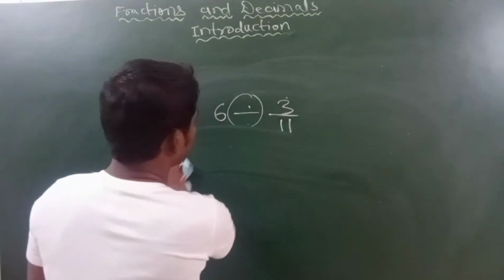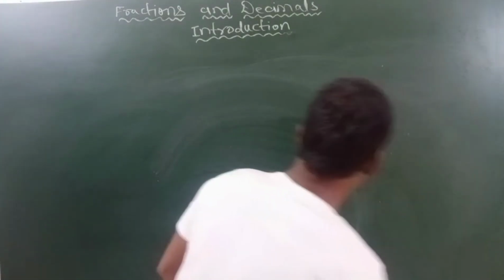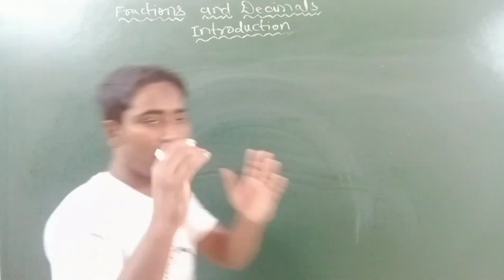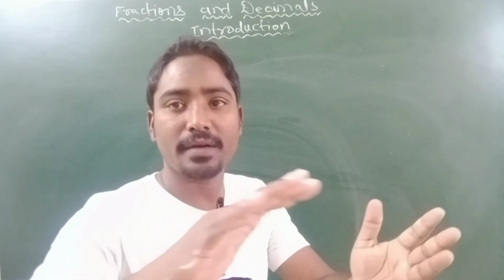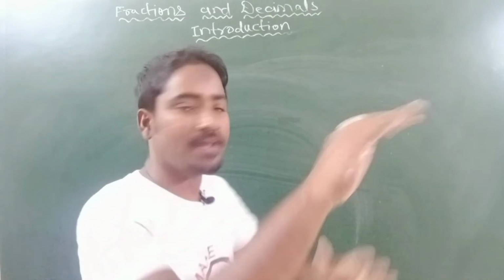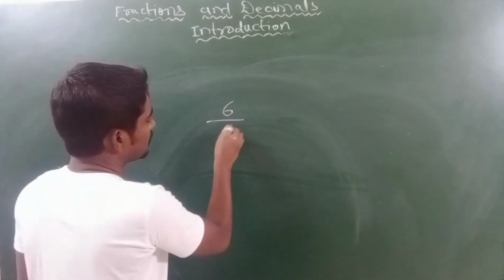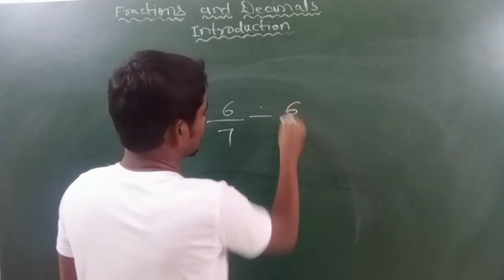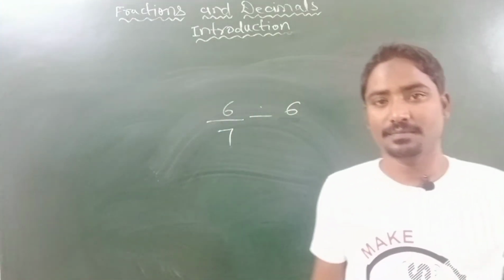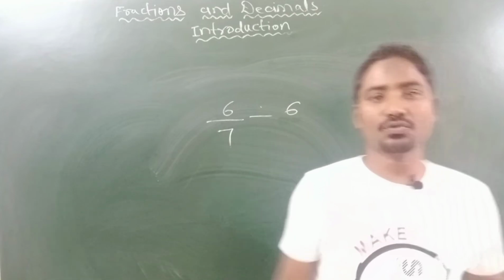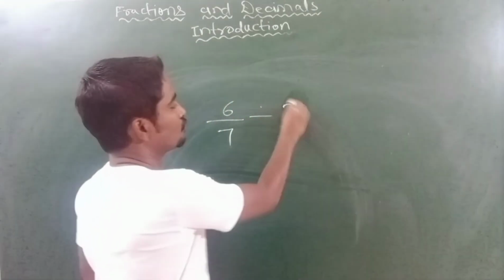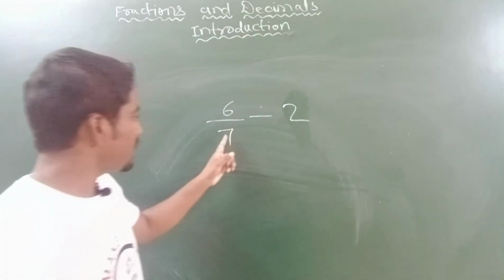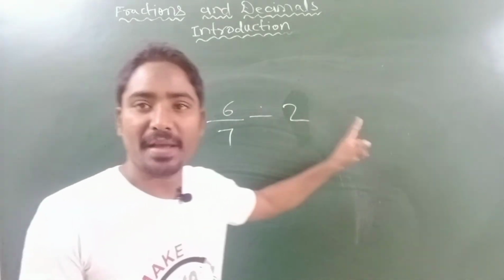Just the opposite of what we learned now, division of a whole number by a fraction. Now we will learn division of a fraction by a whole number. So 6/7 divided by, suppose 6, okay, or you can consider any number, suppose 2. So we have to divide this fraction by this whole number.